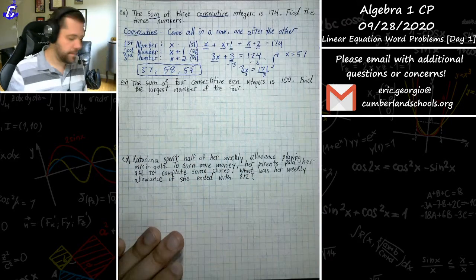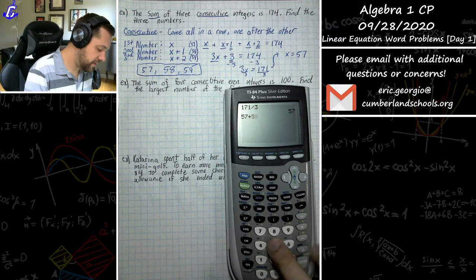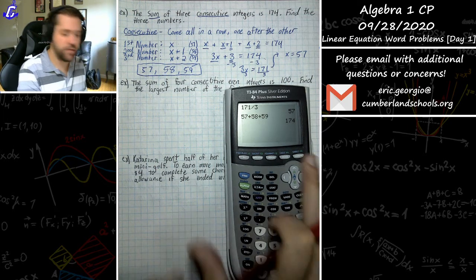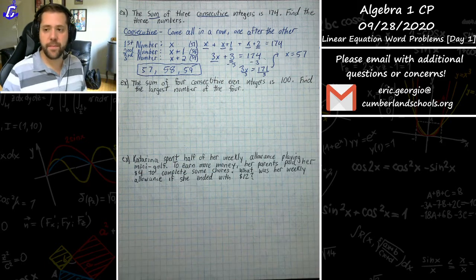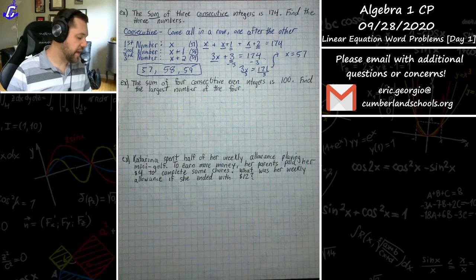Okey-doke. And like I said, you could always double check your work and do 57 plus 58 plus 59, and bingo, 174, exactly what we were looking for. Okay. Hopefully no questions on that. Let's go to the next problem now.